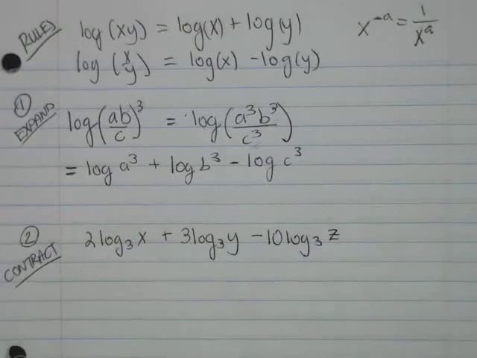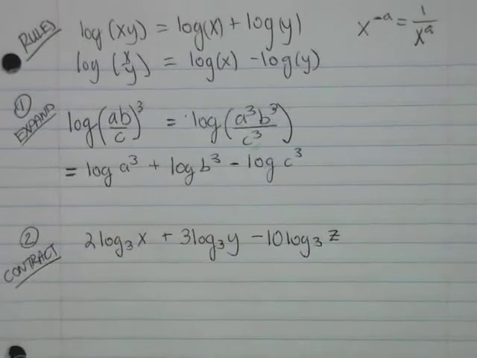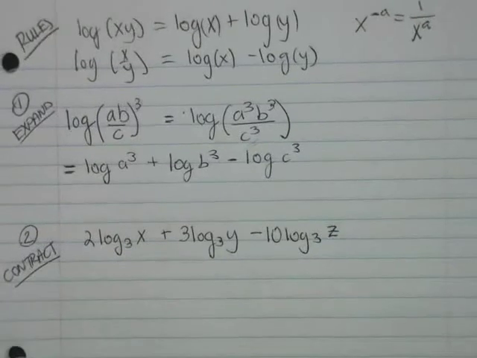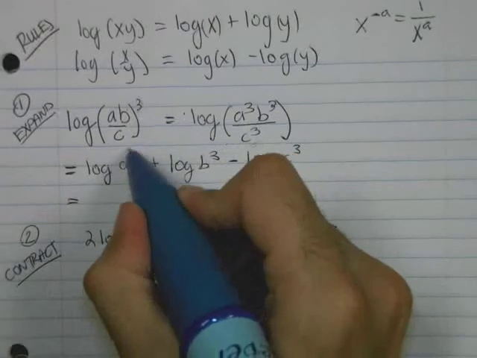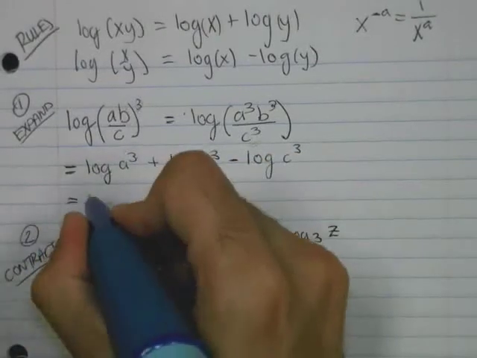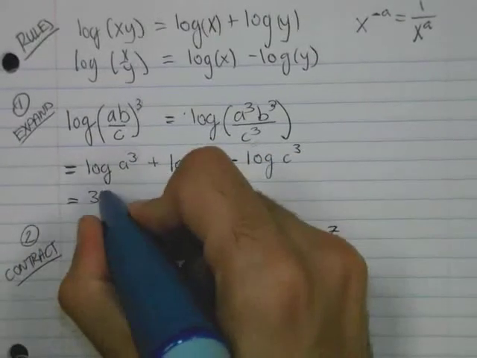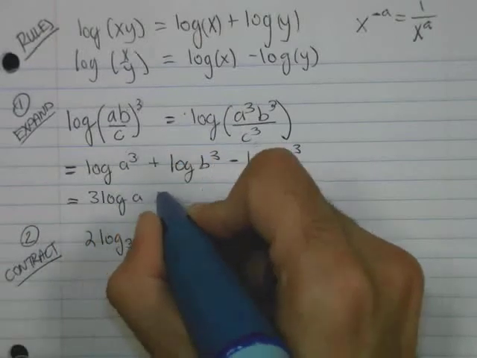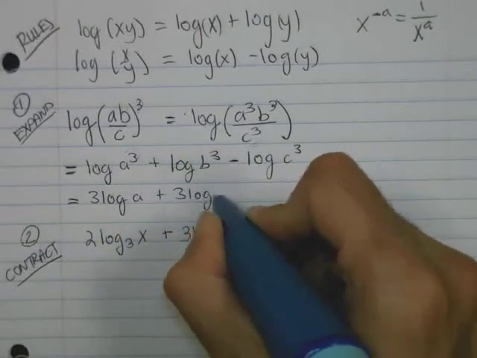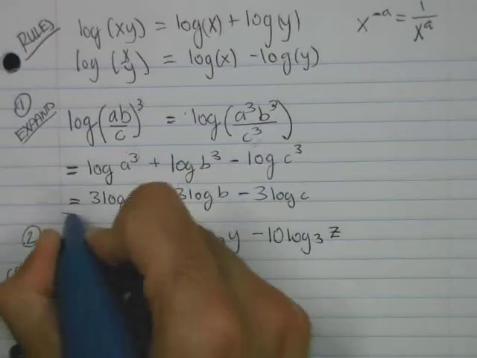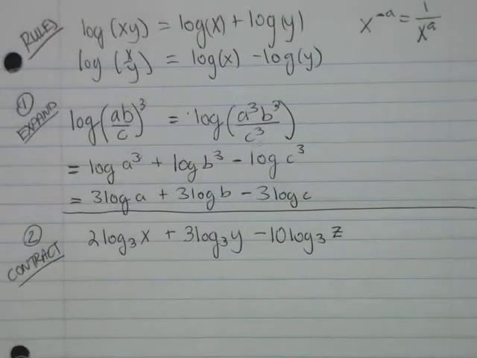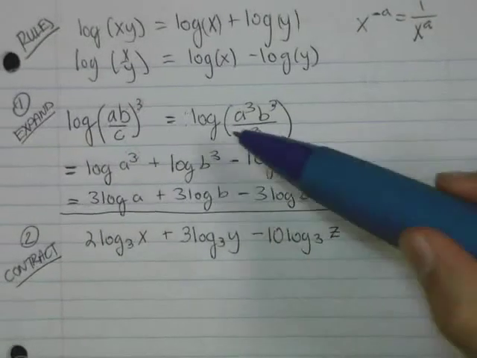Now, am I done? Not entirely. There's one more rule we know. We know that when there's a log, we can pull the power out in front of it. So let's do that. And that means that we're going to move this 3 in front of the log. It's the power in front of the log. So 3 log a plus 3 log b minus 3 log c. And that problem's done. We've successfully expanded it. Go back, rewatch this to make sure you understand each of the steps that were just involved.